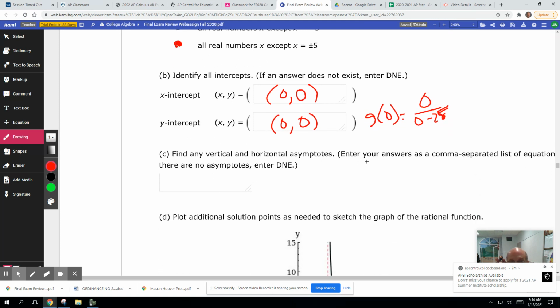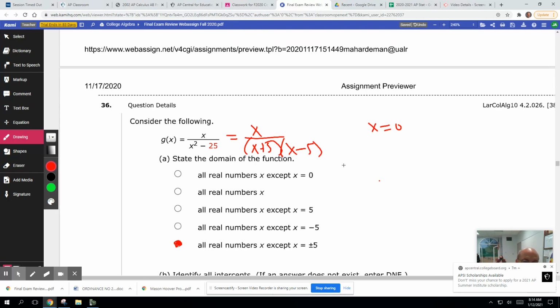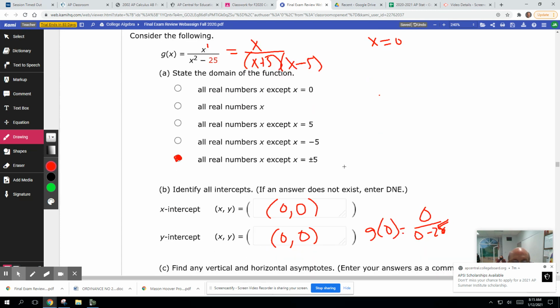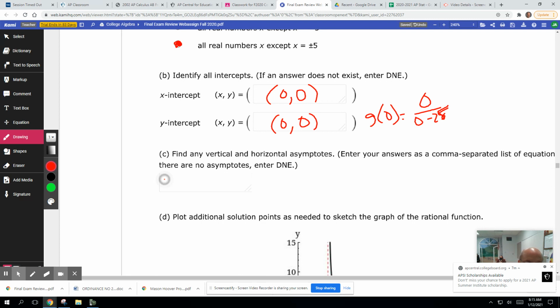Find any vertical and horizontal asymptotes. In this case, the degree of the numerator is 1, the degree of the denominator is 2. So when the degree on top is less than the degree on bottom, then y equals 0 is a horizontal asymptote.